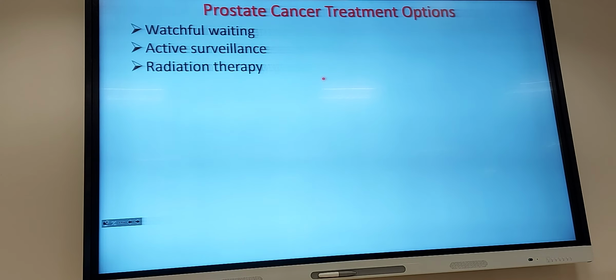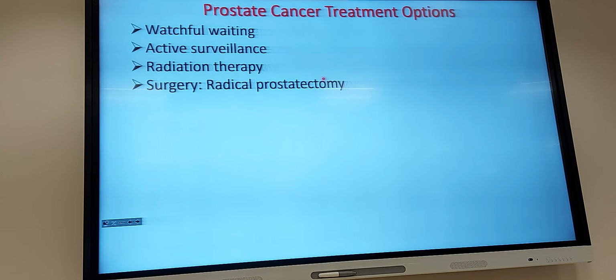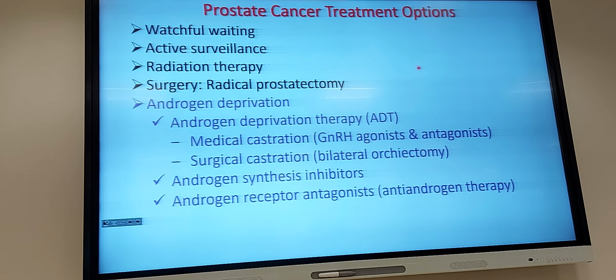And then as our friends said, surgery. So we have surgery. These are our main treatment options. When there is locally advanced disease, or very high risk disease, or metastatic disease, then there is a role of pharmacotherapy. And again, the mainstay of pharmacotherapy is androgen deprivation.